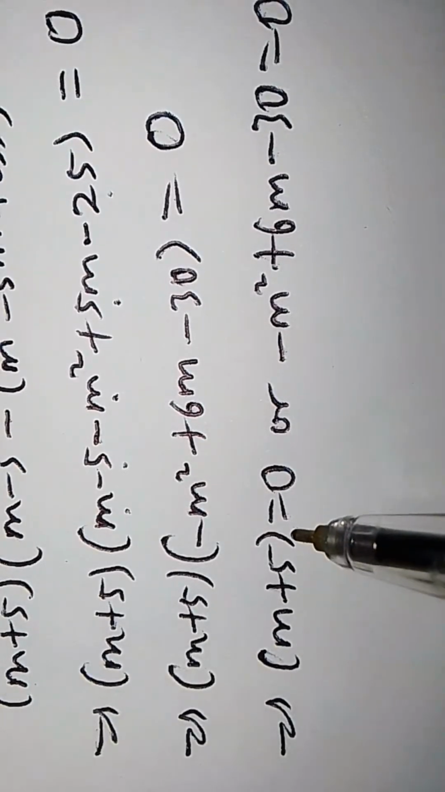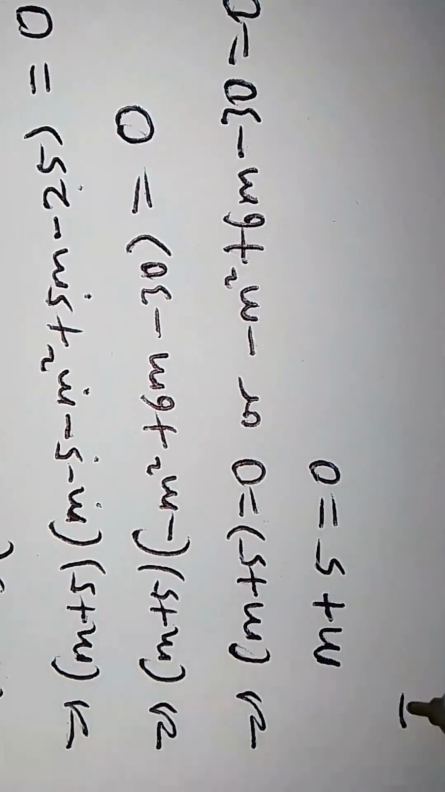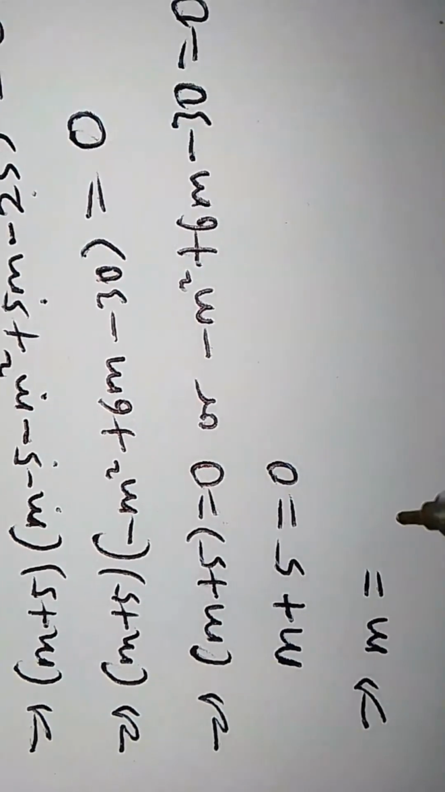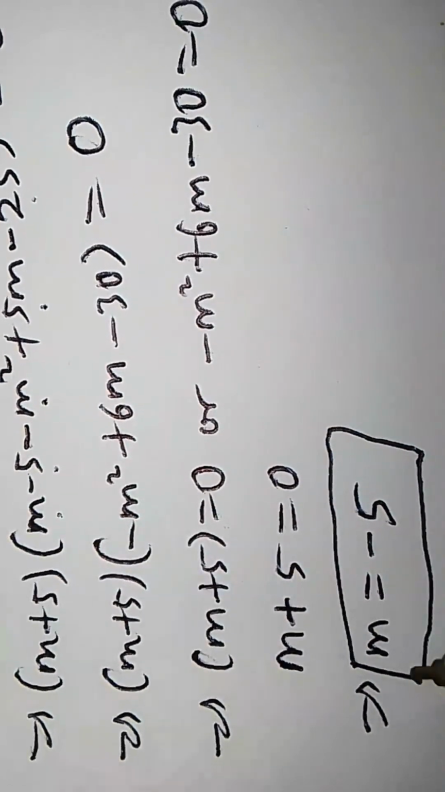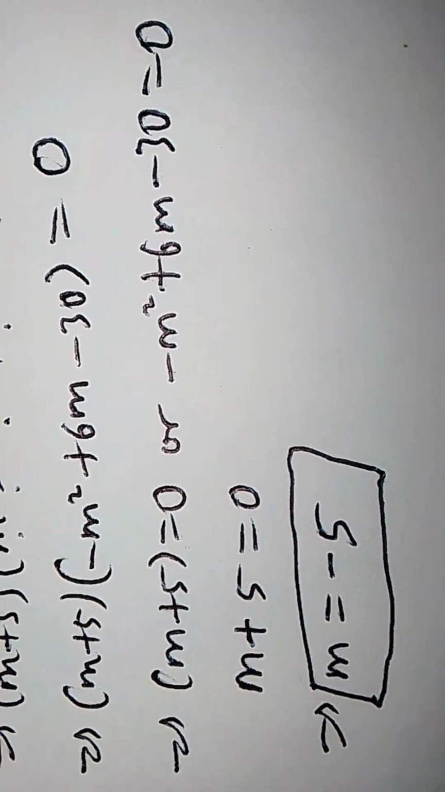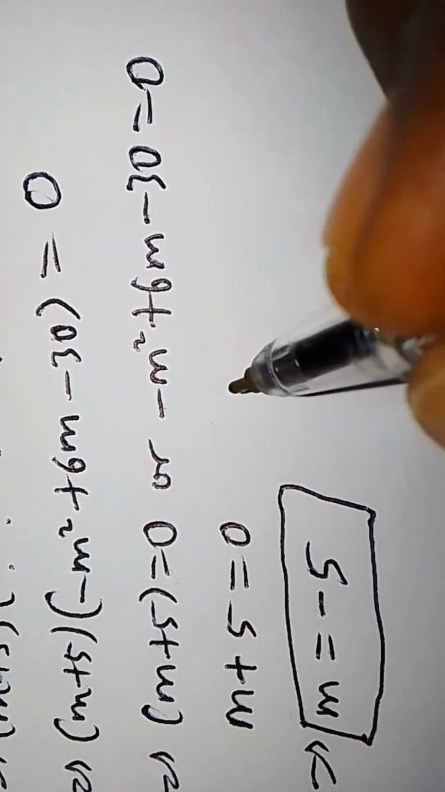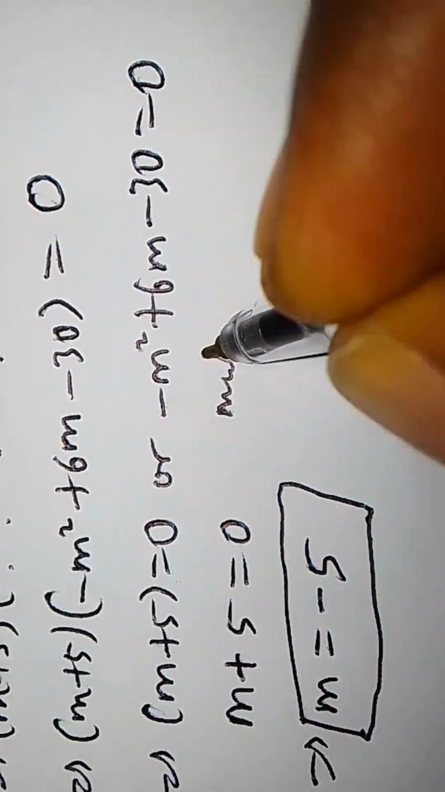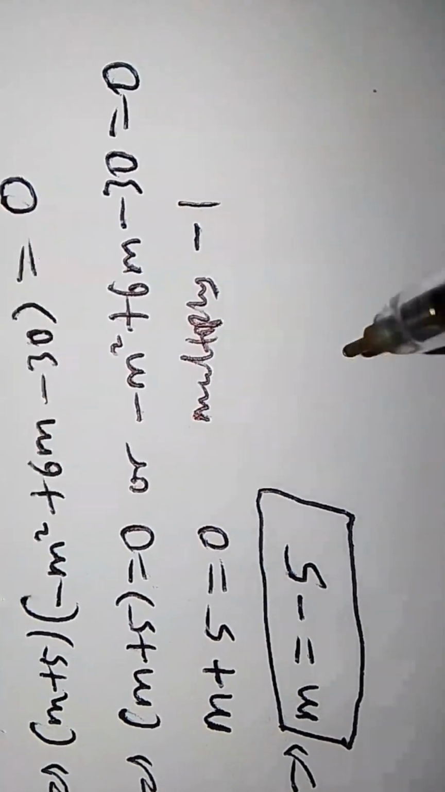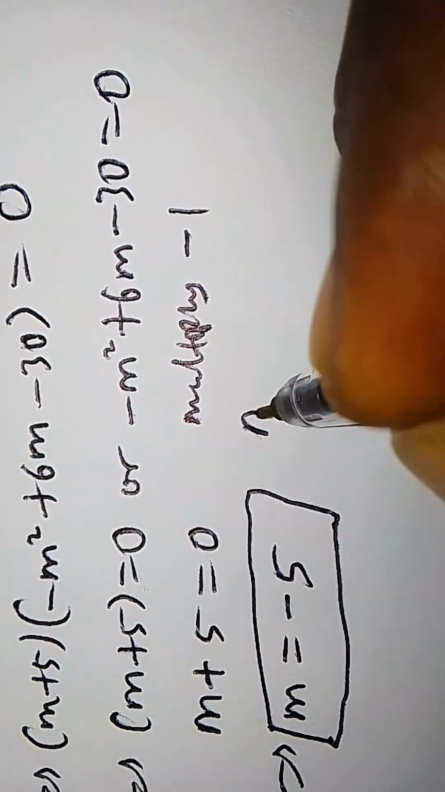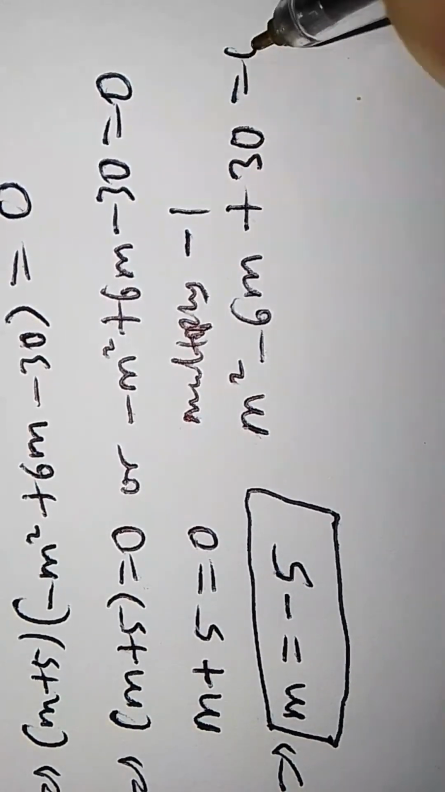Clearly, from this line, m plus 5 is equal to 0. So this in turn gives m equal to minus 5. This is the real solution. m equals minus 5. The next thing for us to do is to consider this quadratic equation. If we multiply both sides by minus 1, we simply have m squared minus 6m plus 30 equal to 0.